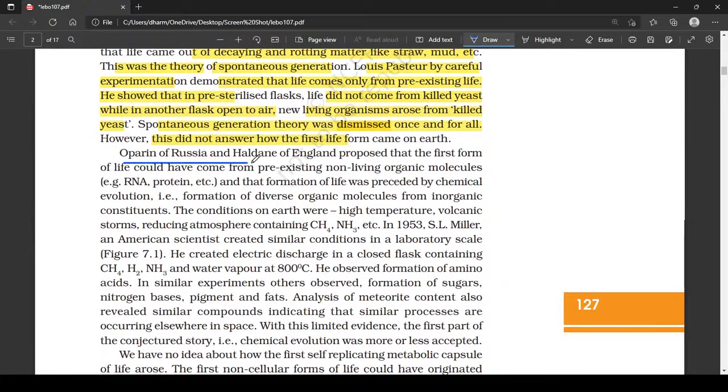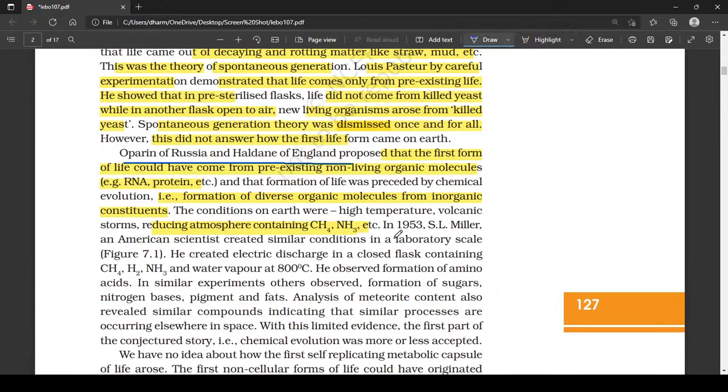Oparin of Russia and Haldane of England proposed that the first form of life could have come from pre-existing non-living organic molecules, for example RNA and protein, and that the formation of life was preceded by chemical evolution. That means the formation of diverse organic molecules from inorganic constituents. The conditions on Earth were high temperature, volcanic storms, and a reducing atmosphere containing CH4 and NH3 etc.